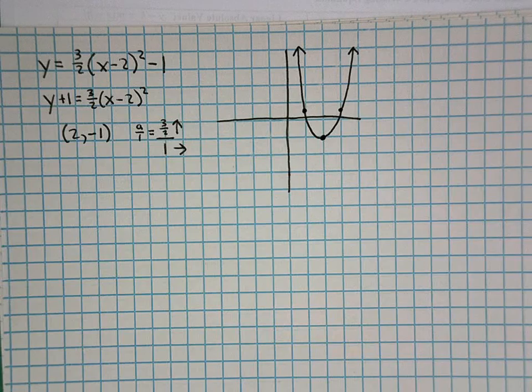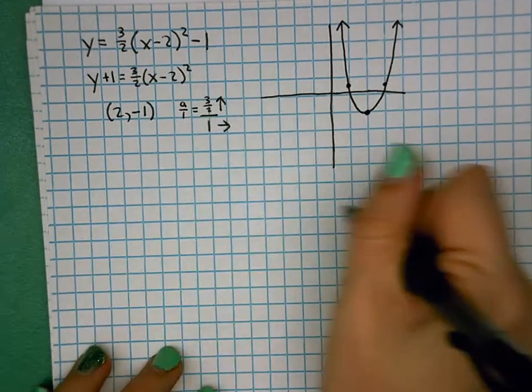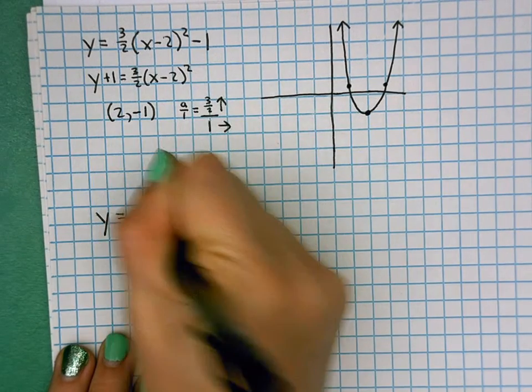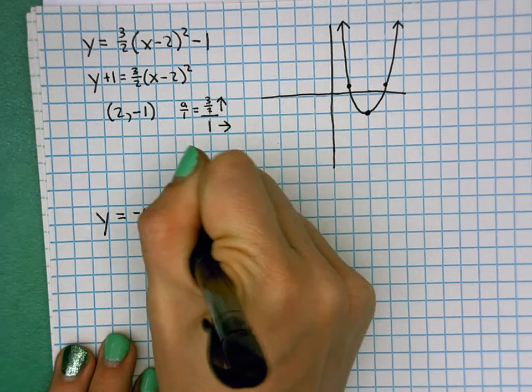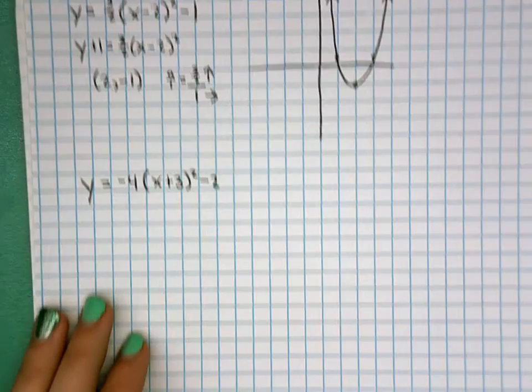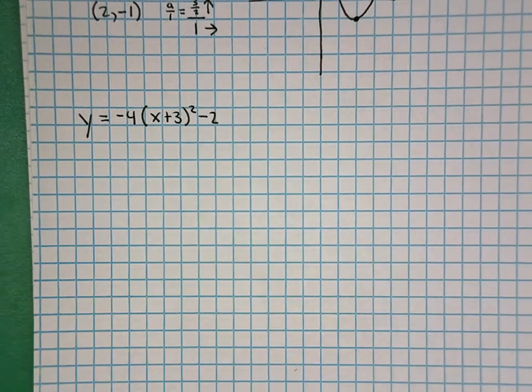Okay, let's go ahead and do another one. Another quadratic here. We have y equals -4 times the quantity of x plus 3 squared minus 2. Go ahead and pause the video, give this one a shot, restart it when you are ready.